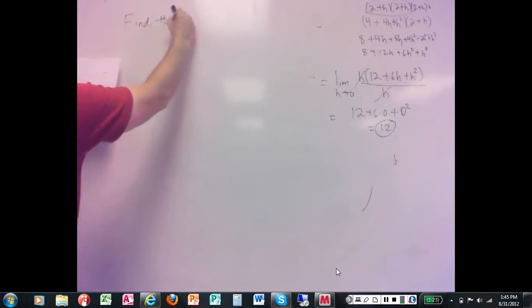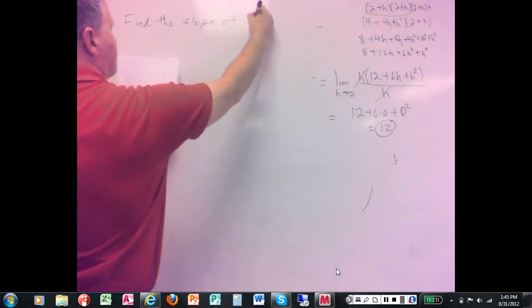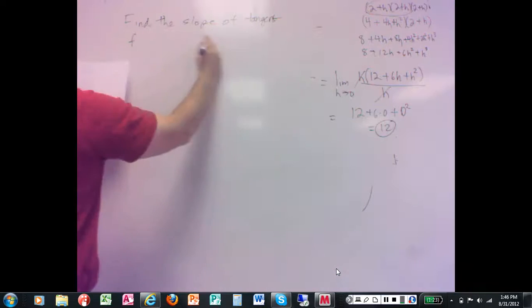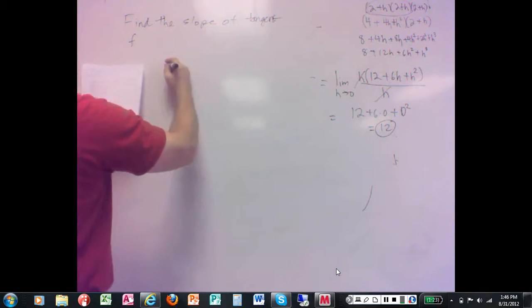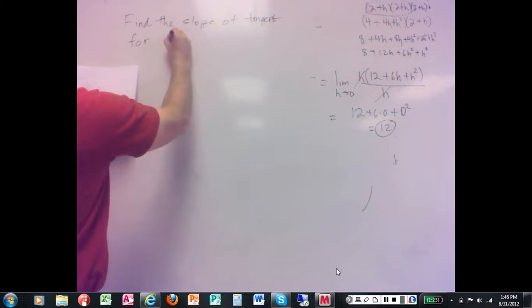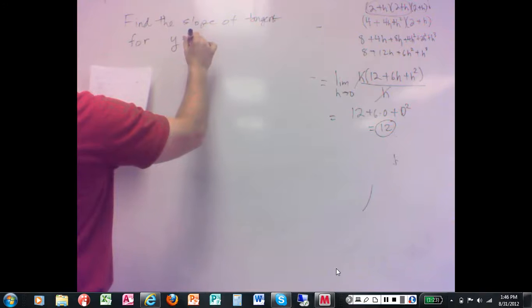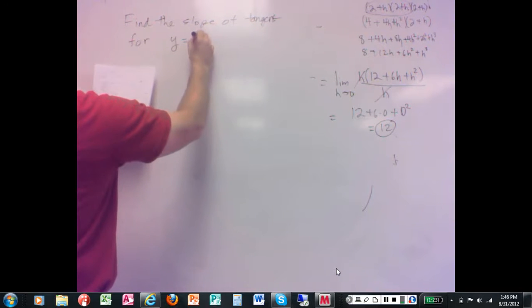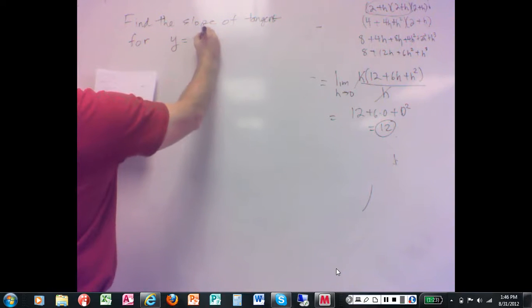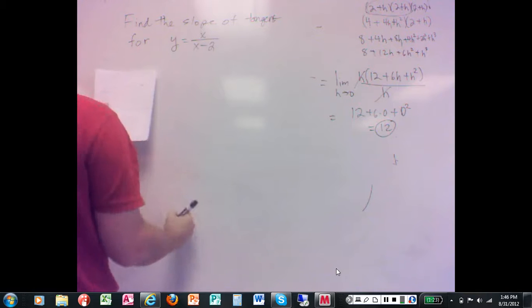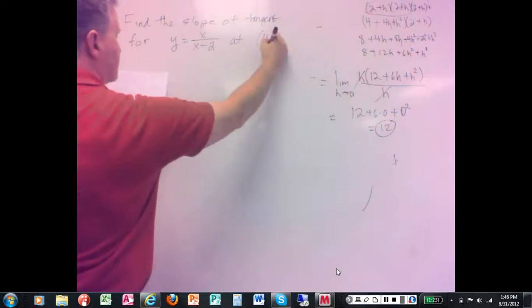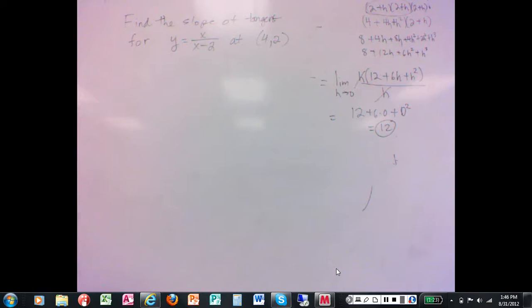Now, what we'll also do is this one. Find the slope of the tangent line for y equals x over x minus 2 at 4, 2. We'll do one other. Okay.